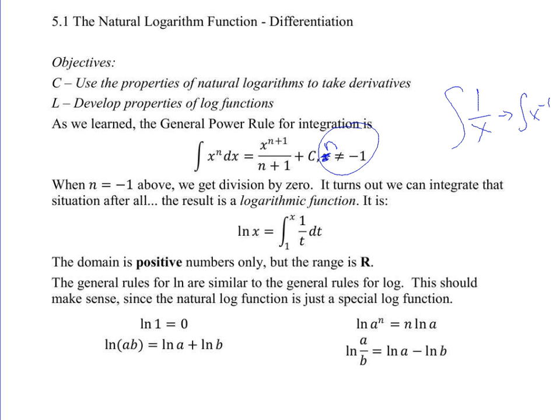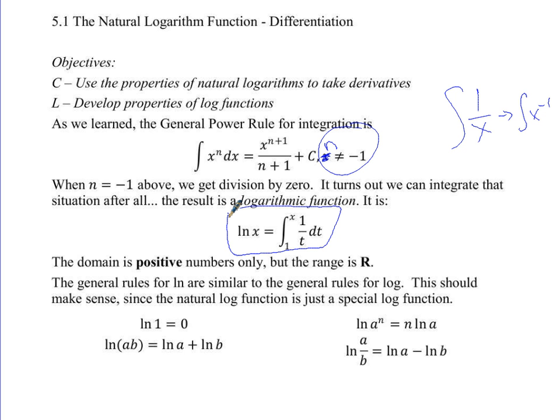So we had a problem. We could not integrate that thing. And we avoided it the entire chapter 4. Just kind of ignored it. Well, now we're not ignoring it anymore. It turns out we can integrate that situation. The result is a logarithmic function. Here's your definition right here of the natural log of x in terms of integration.